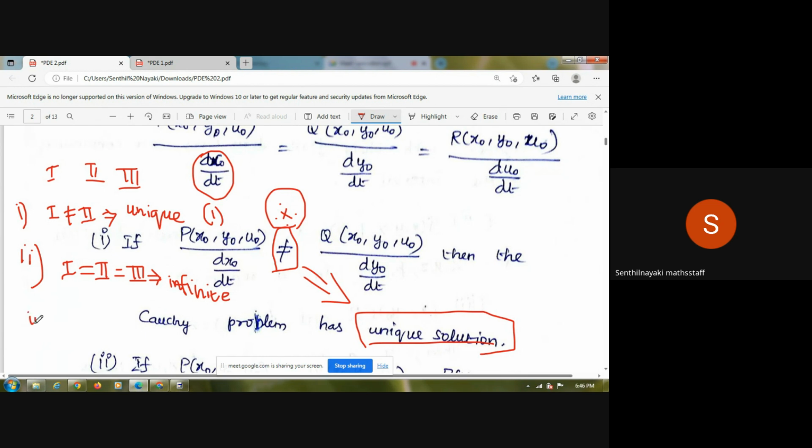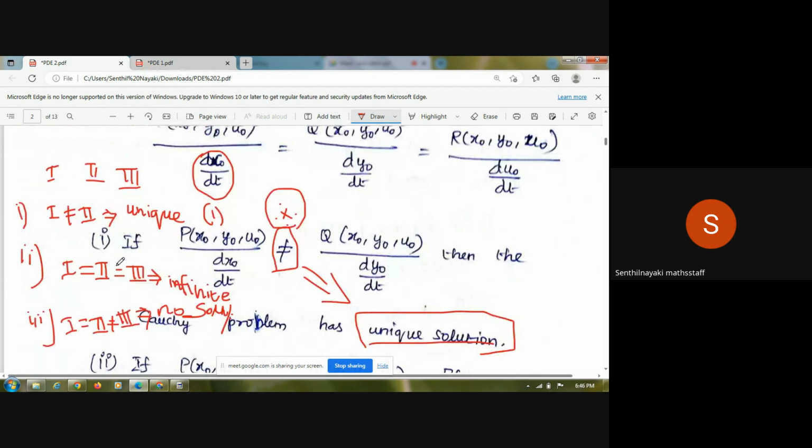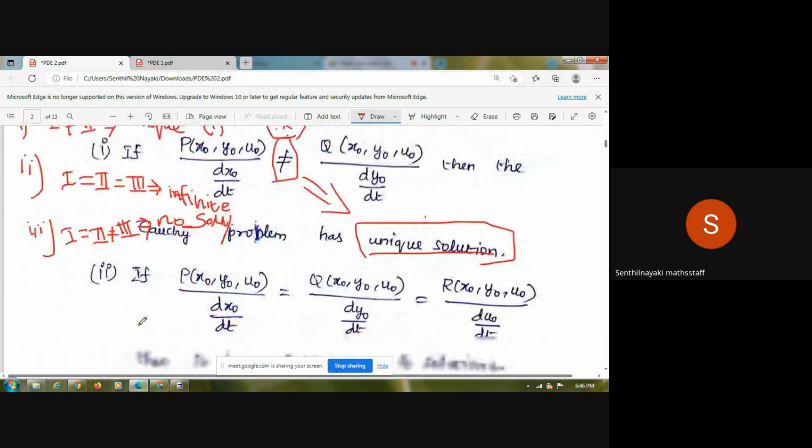Suppose the two ratios are equal, but this ratio value is not equal to the third ratio, then we can say that the Cauchy problem has no solution. The Cauchy problem has no solution. This is the concept. Okay, now you can understand easily. Okay, we can go further.